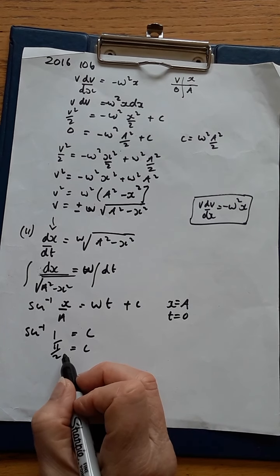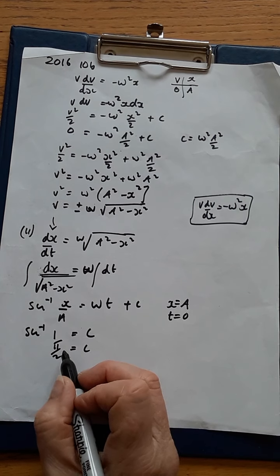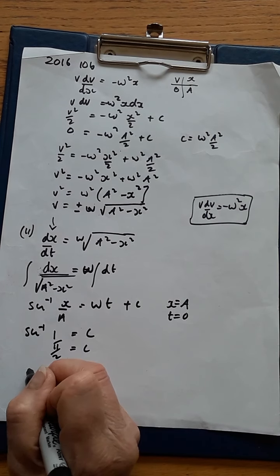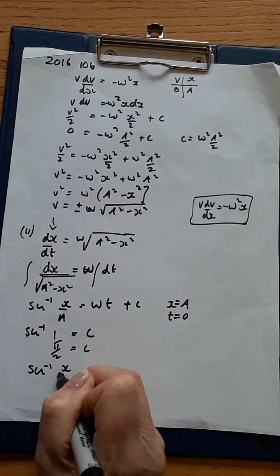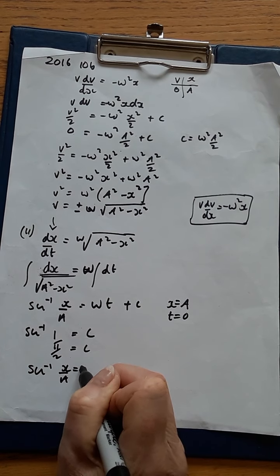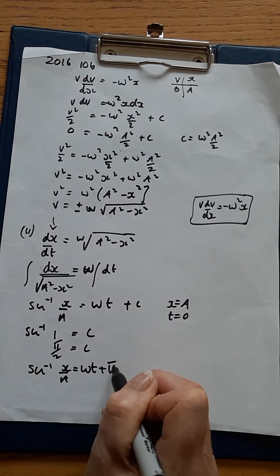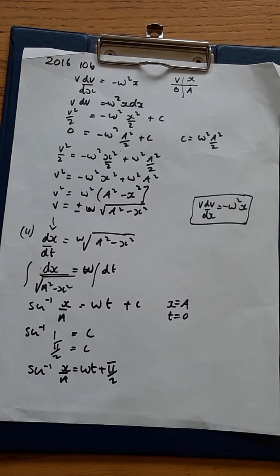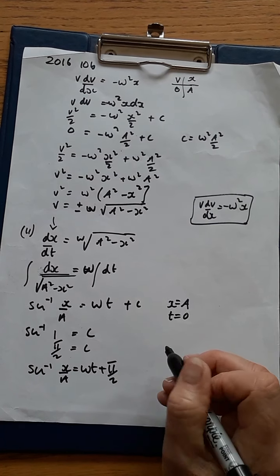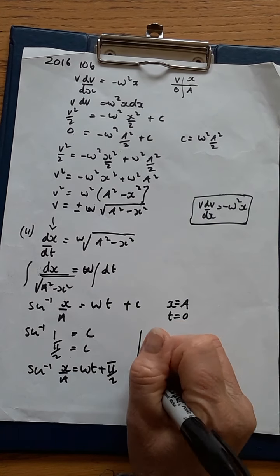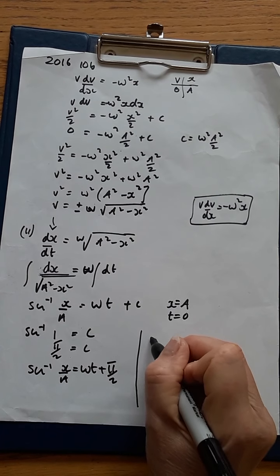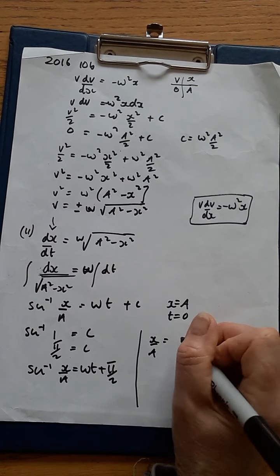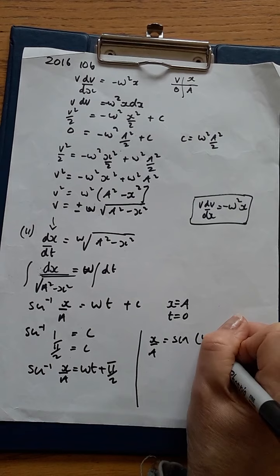So I'll put this back into the general equation then. So what do I have? This is my equation here. The arc sine of x over a is equal to omega t plus pi over 2. And it asked me to find x. So I'm just going to rearrange this here. And this is going to become x over a is equal to the sine of omega t plus pi over 2.